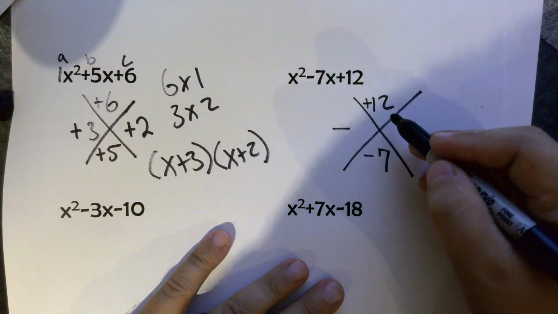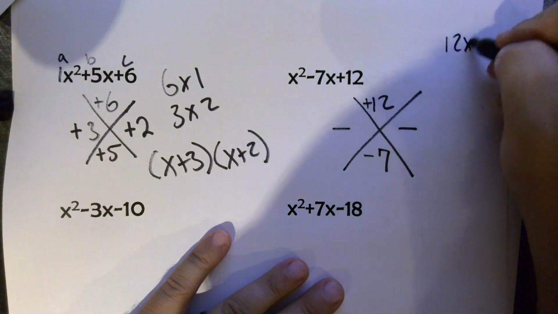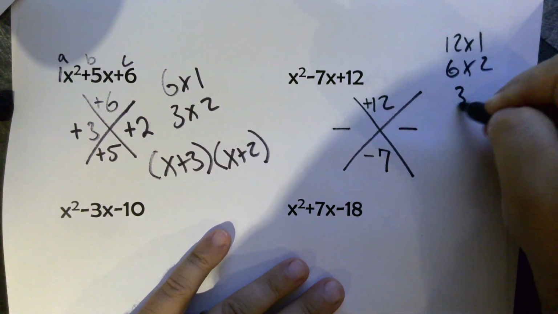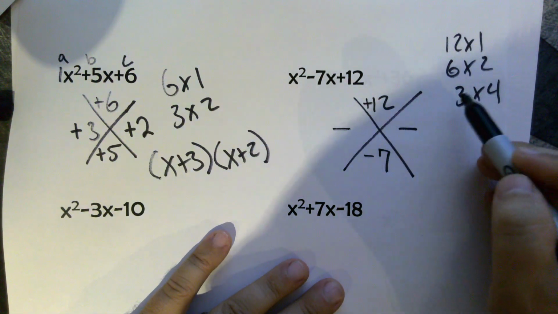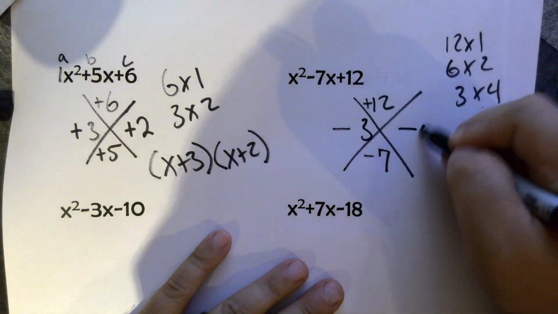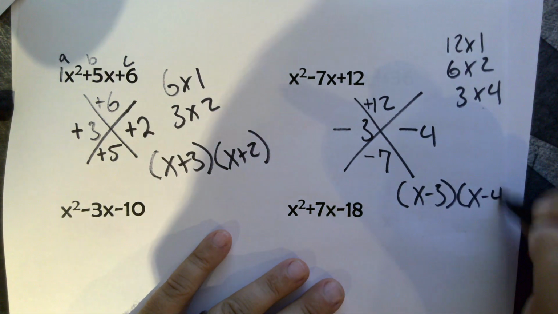So I need two numbers that add to 7 and multiply to 12. So what? 12 times 1, 6 times 2, 3 times 4, and that's it. So which one of these adds to 7? 3 and 4. So x minus 3, x minus 4.